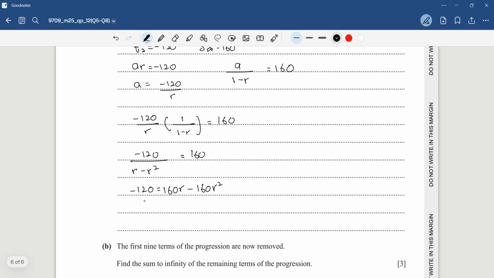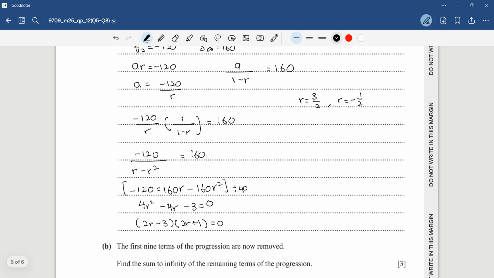40. Okay, so you will get 4r square minus 4r minus 3 is equivalent to 0. So you divide everything with 40 and rearrange. So you can get 2r minus 3, 2r plus 1 equivalent to 0. So my r is equivalent to 3 over 2, and my r equal to negative 1 over 2.